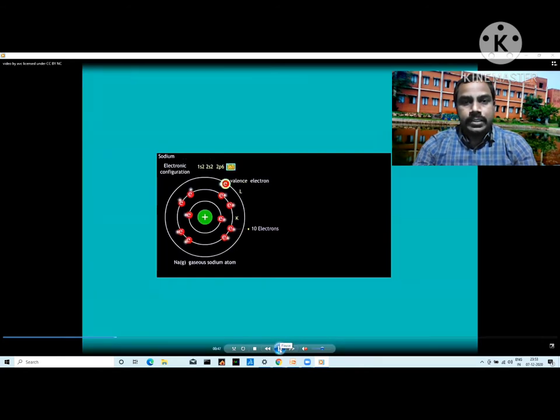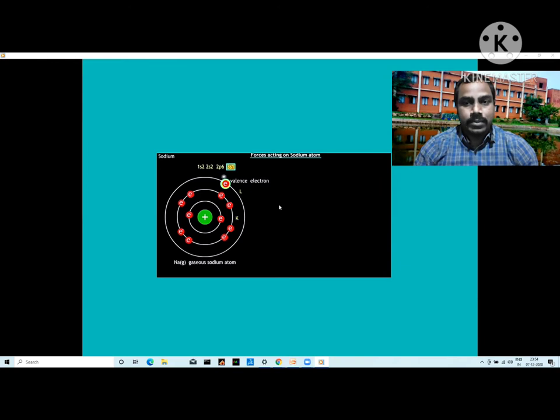The valence shell 3s1 orbital is there. In the 3s orbital, one electron is present. Now the forces acting on a sodium atom. Each and every atom consists of a nucleus.